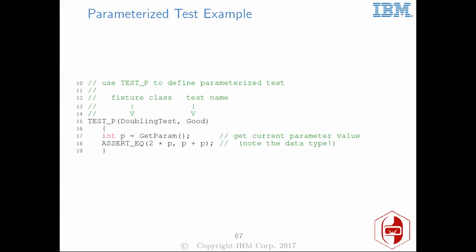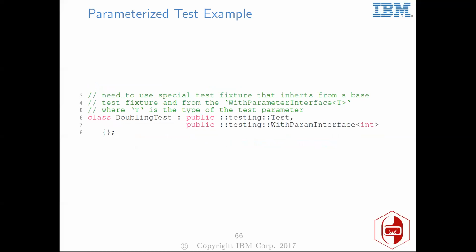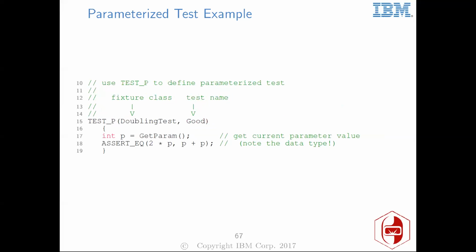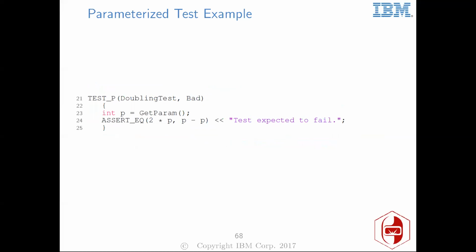To actually make use of the parameterized test fixture, we use the TEST_P macro, specify the name of the test fixture, and as always, the test name. Using the parameterized test fixture gives us access to the GetParam function, which is going to return the current value of the test parameter. Notice the type it returns is int, which matches the type we specified when we defined our test fixture. And then, of course, we can use the parameter in our test. And once again, we have a bad test to demonstrate what happens when things don't go as you would expect.